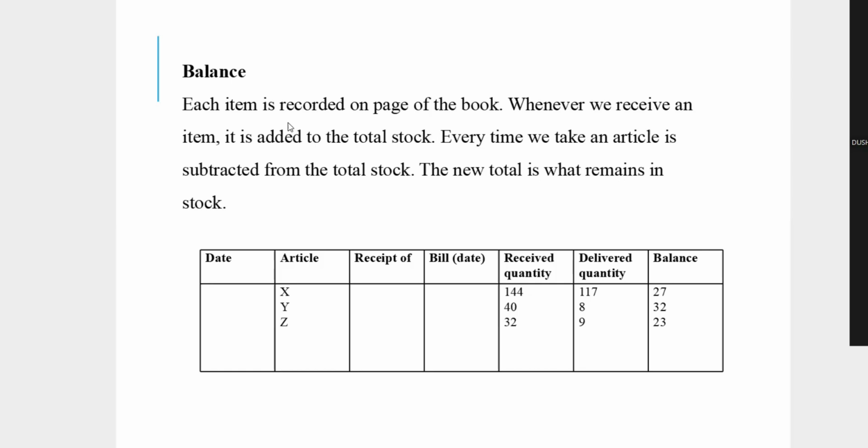In a storage book, we have date, article, receipt from or off, bill date, where you have made the bill, and the quantity received, and for each item, the quantity delivered. That is where you receive them, but you also have to supply the users. You have to put the items that you have given and the balance.